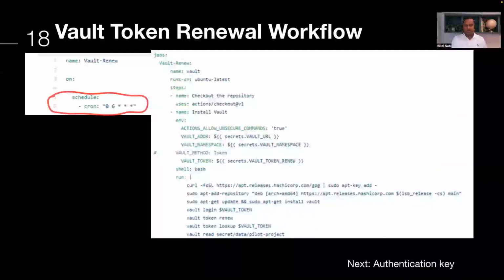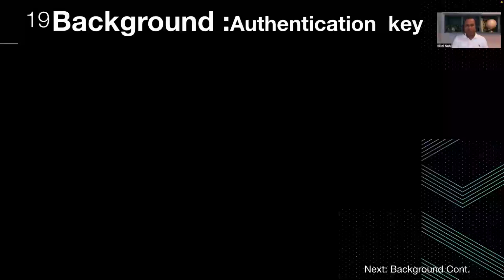So here we can see the workflow. You can see we have done a cron job. The workflow will be running every morning at 6 a.m. And then with a simple command, vault token renew, we are renewing the token. So I think it's clear enough. Hope you get a brief idea of how to manage the secret within the environment.